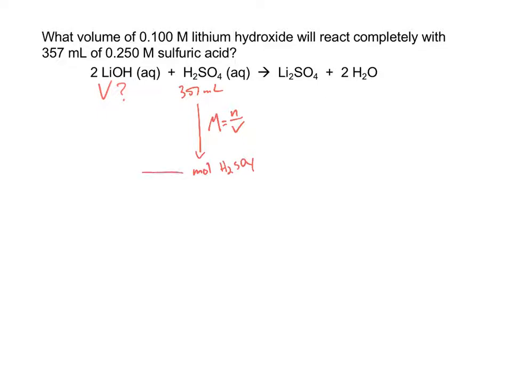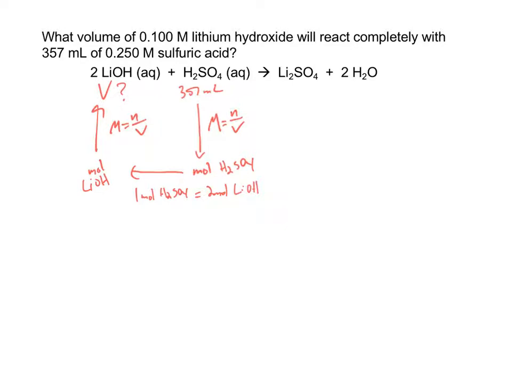To get to moles of lithium hydroxide, I'm going to use the stoichiometric coefficients, and they were nice enough to balance the equation for us. So I know that 1 mole of sulfuric acid will react with 2 moles of lithium hydroxide. So that'll get me moles of lithium hydroxide. They want the volume, so I'm going to use the molarity equation again.